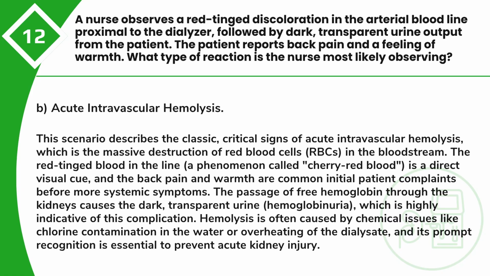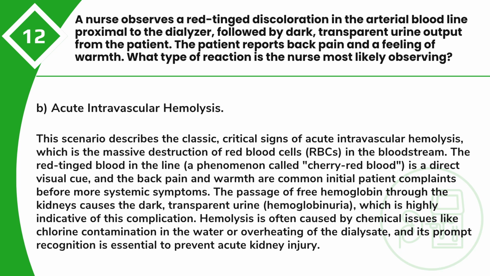Answer: B. Acute intravascular hemolysis. This scenario describes the classic, critical signs of acute intravascular hemolysis, which is the massive destruction of red blood cells, RBCs, in the bloodstream. The red-tinged blood in the line, a phenomenon called cherry red blood, is a direct visual cue, and the back pain and warmth are common initial patient complaints before more systemic symptoms.